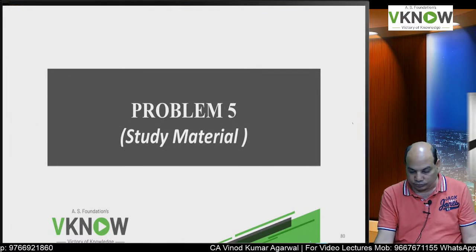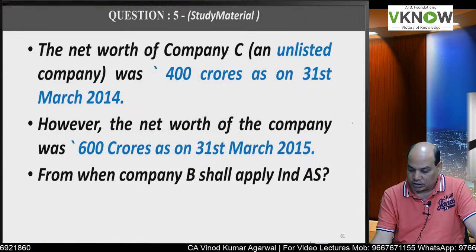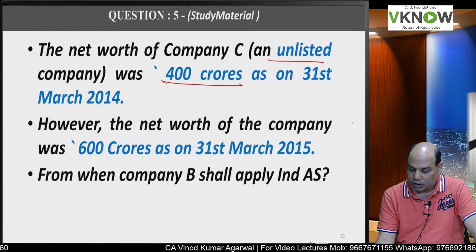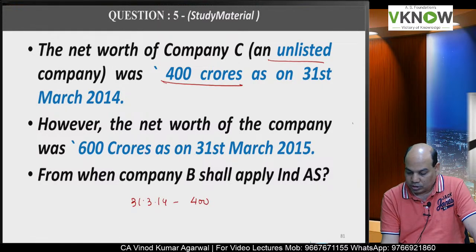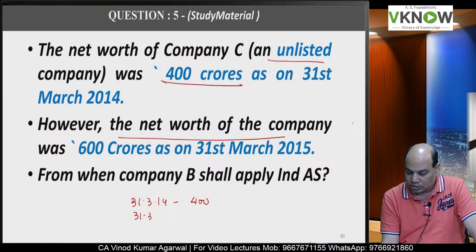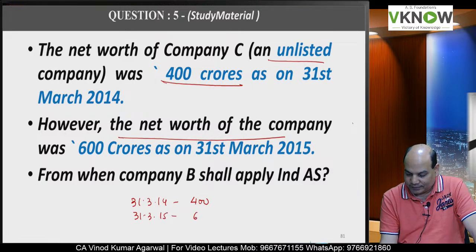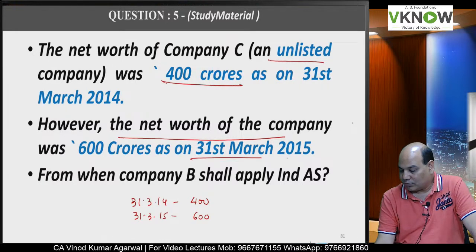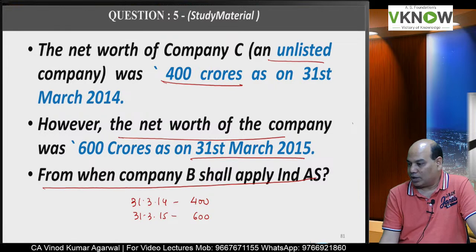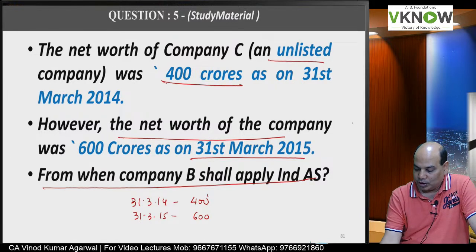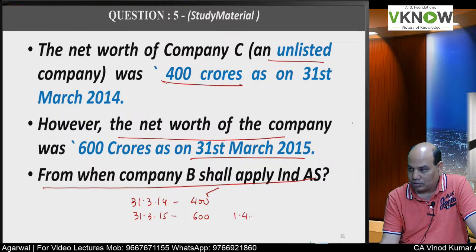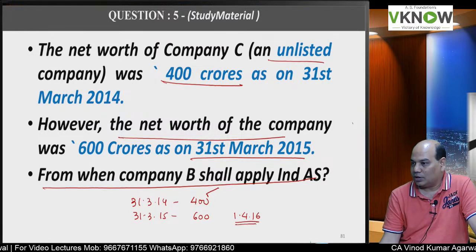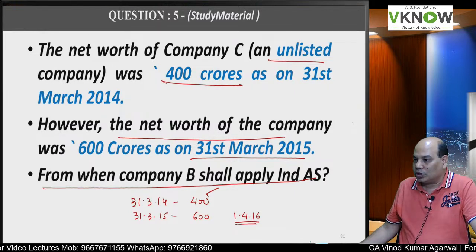Question number 5. The net worth of company C, again an unlisted company, was 400 crore on 31st March 14. The net worth was 600 crore on 31st March 15. From when will company B apply Ind AS? Whether you meet the criteria on this date or any other date after that, you will apply from 1/4/16, because you have to apply Ind AS only from 1/4/16 or thereafter.